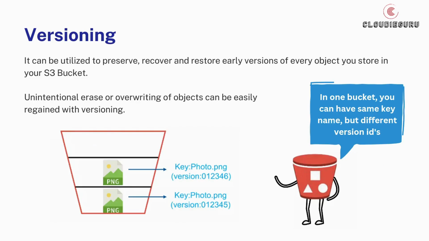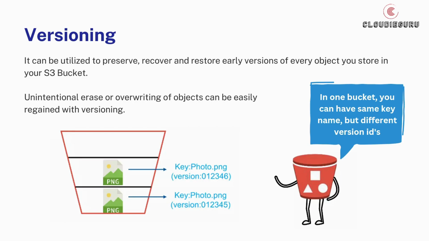Next is versioning. Versioning can be utilized to preserve, recover, and restore early versions of every object that we store inside an S3 bucket. Let's understand this by a simple example. Suppose you created a file with the name, suppose, photo.png. Now you made some changes to the file. Suppose you converted it to an HD image using some programming logic and stored it in the same bucket with the same object name, but now it will have a different version ID.